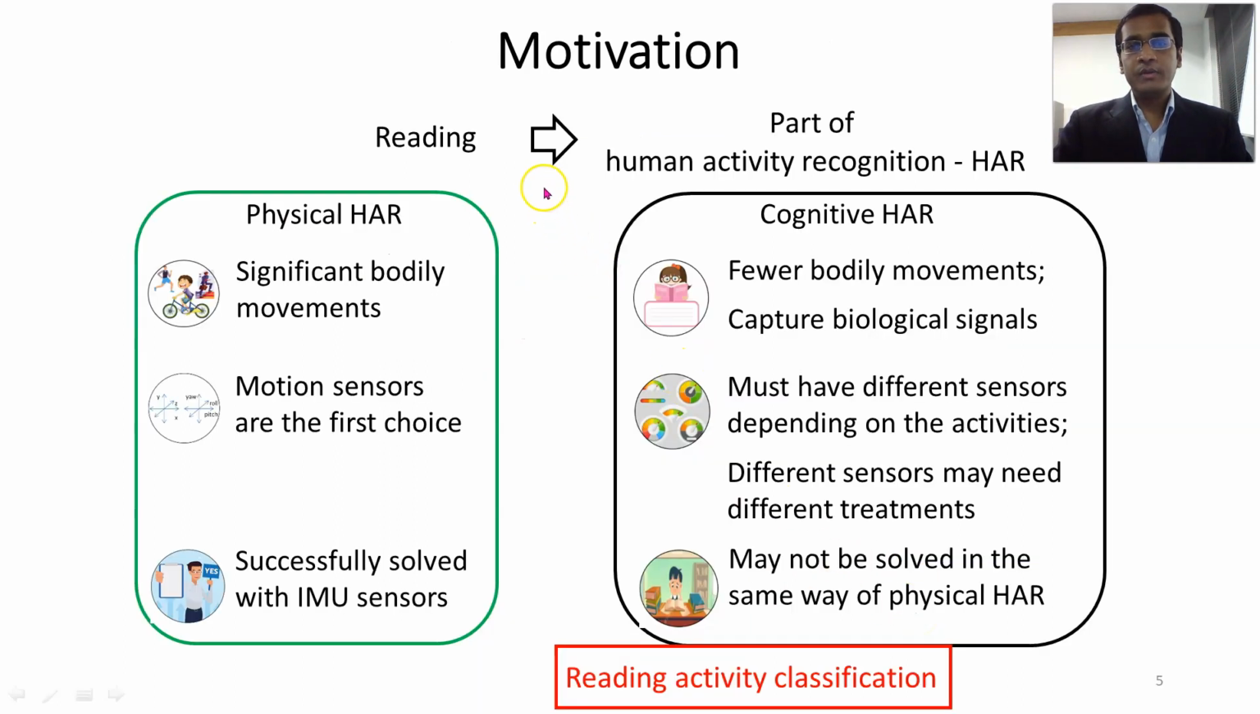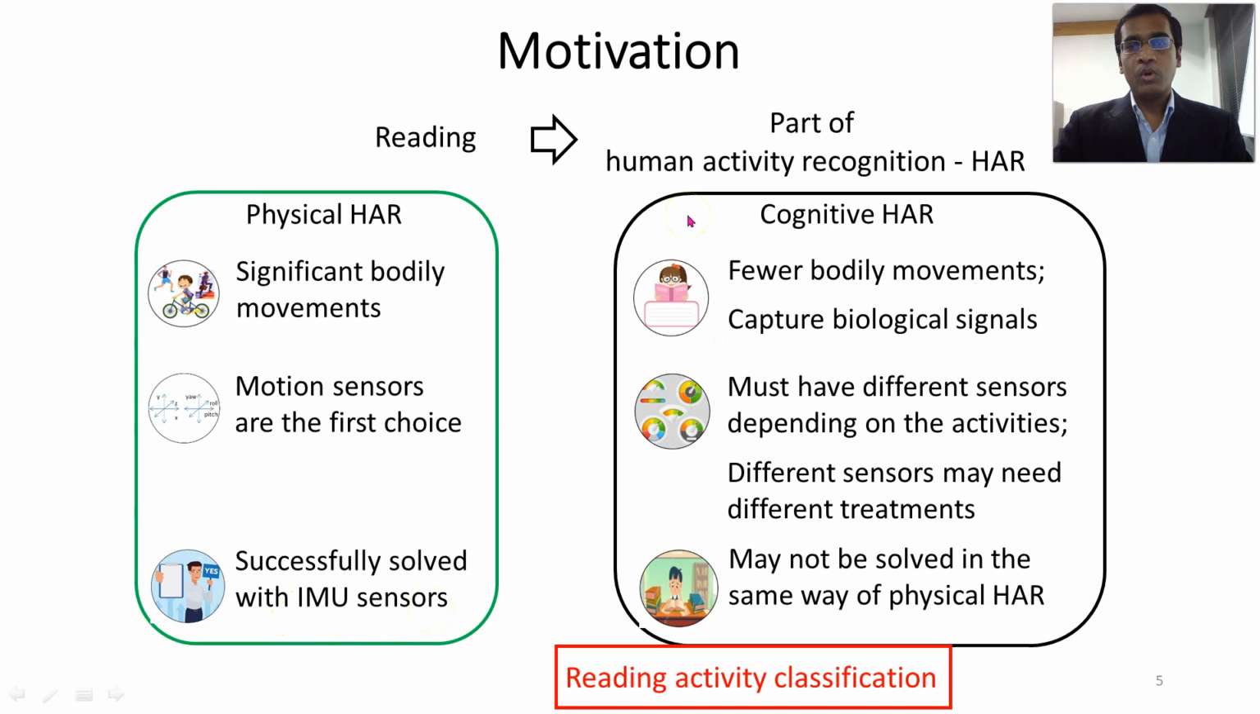Therefore, reading is a part of human activity recognition that can be classified into physical and cognitive. Physical human activities such as walking, running, and riding a bicycle require significant bodily movements and have successfully been recognized by employing IMU motion sensors data.